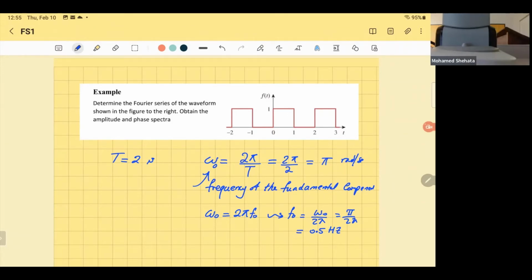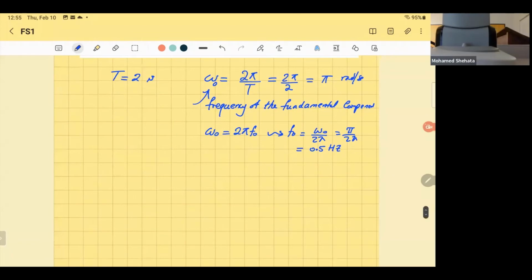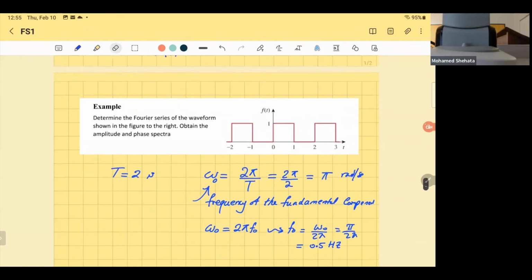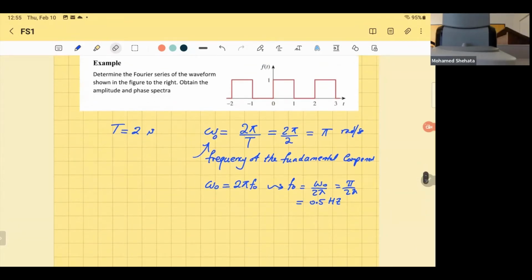I'll get the sheet, and the first component I'm going to get is the average value, or the DC component, A naught. I'm going to write down the formula, and then I'll apply it. But there's something before you do that. You got to look at this function. If you want to express this function in a mathematical way? Yes, you can. Let's just do it, so at least you get familiar with it.